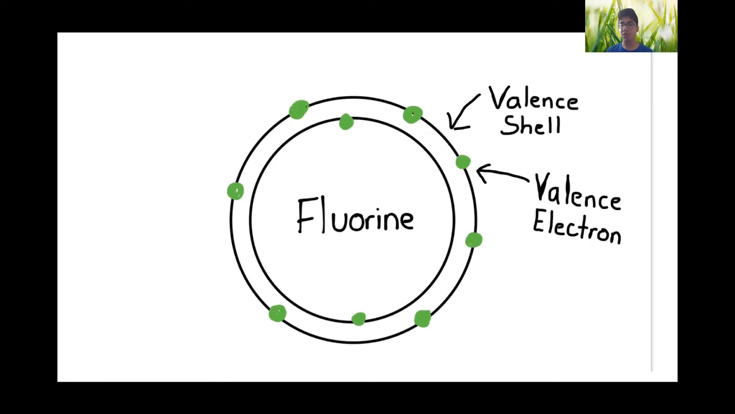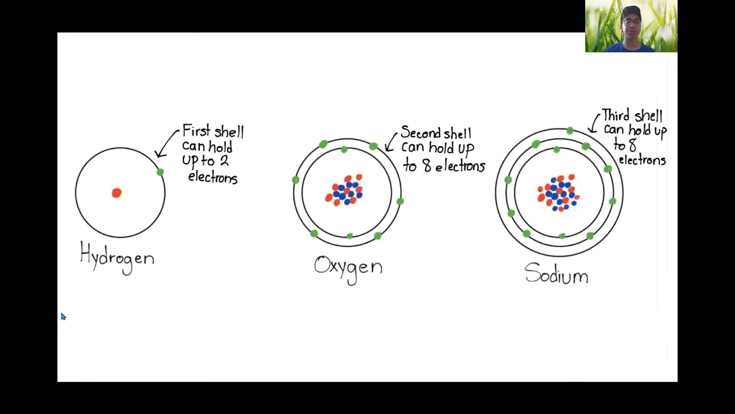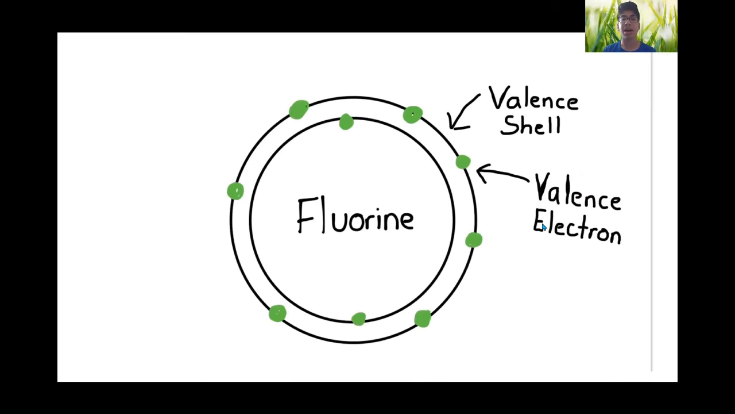What does that mean? Well, you may remember that I had told you that the first electron shell can hold up to 2 electrons, the second electron shell can hold up to 8 electrons, and the third electron shell can hold up to 8 electrons. Since fluorine's second electron shell is its valence shell, it needs 8 valence electrons to completely fill up its valence shell. It already has 7 of these valence electrons. Therefore, it needs only 1 more valence electron to fill up its valence shell. Therefore, it is said to have a valence of 1.